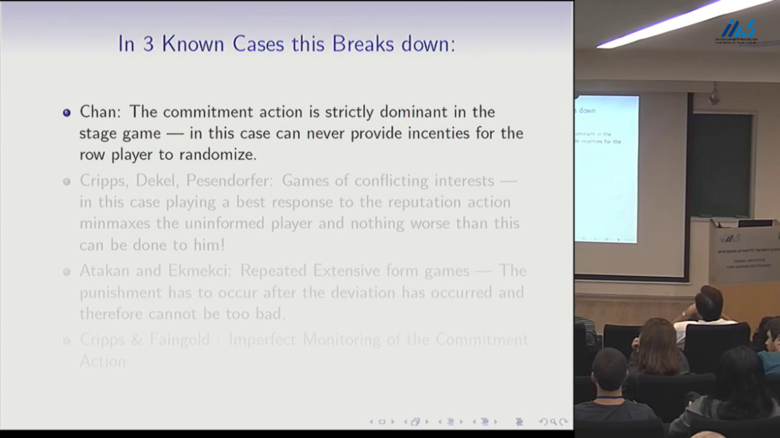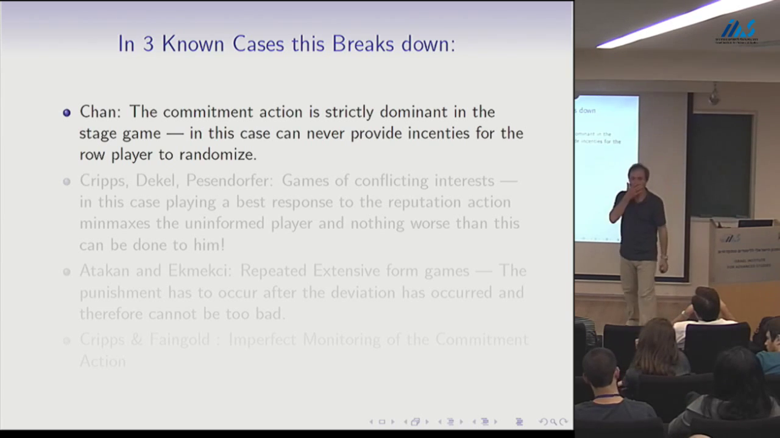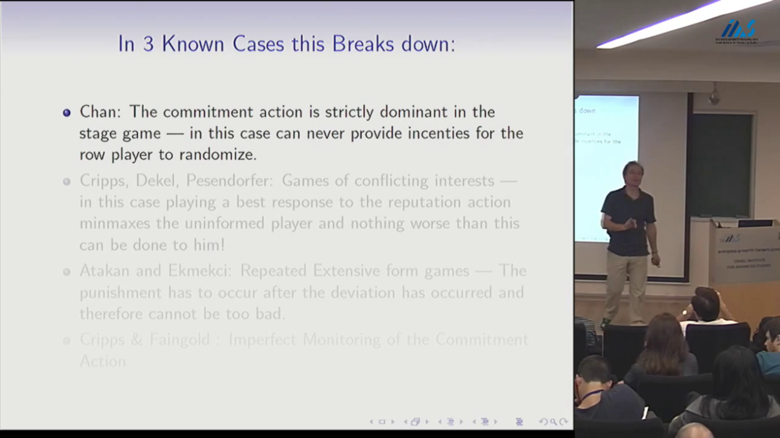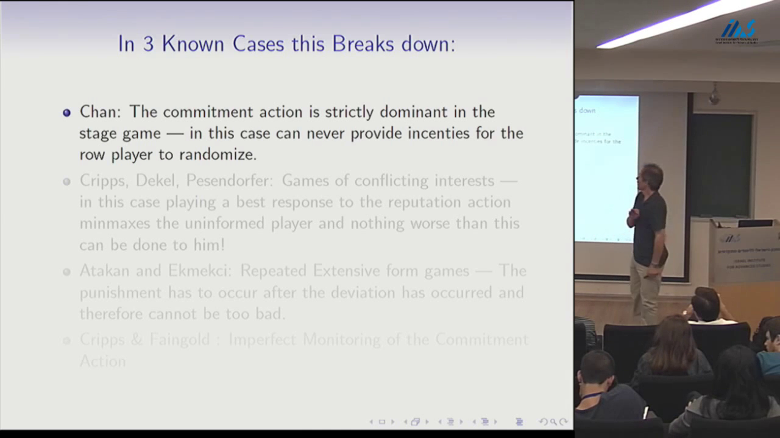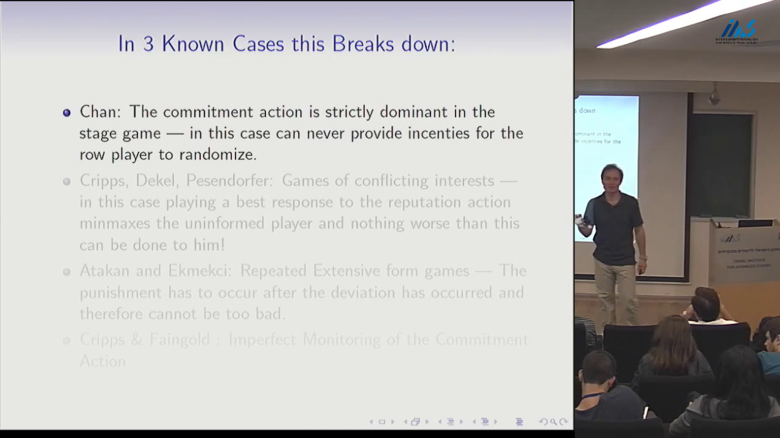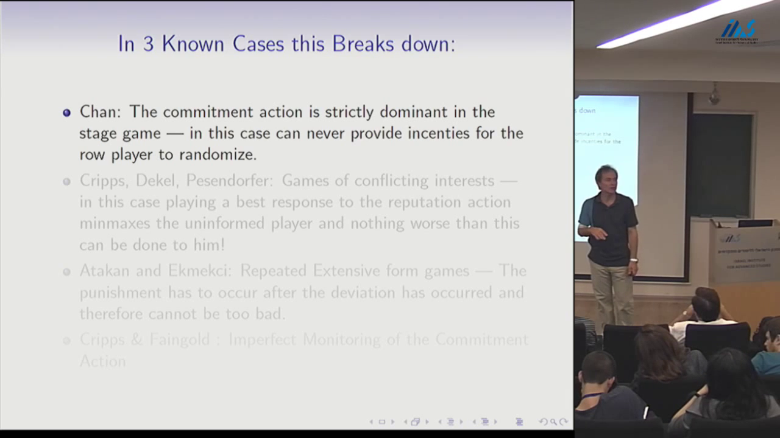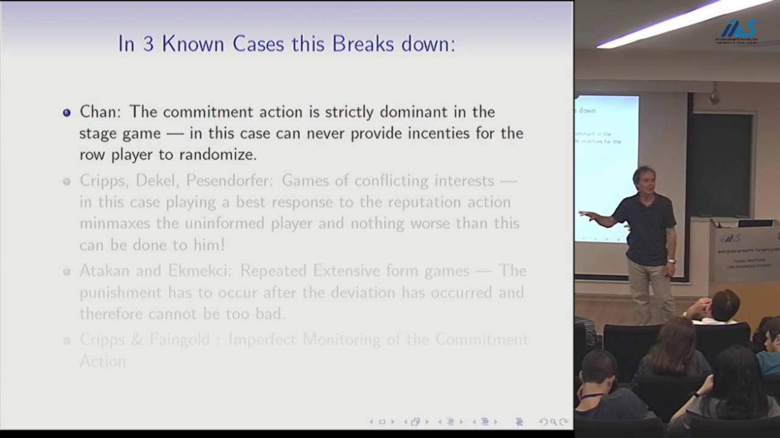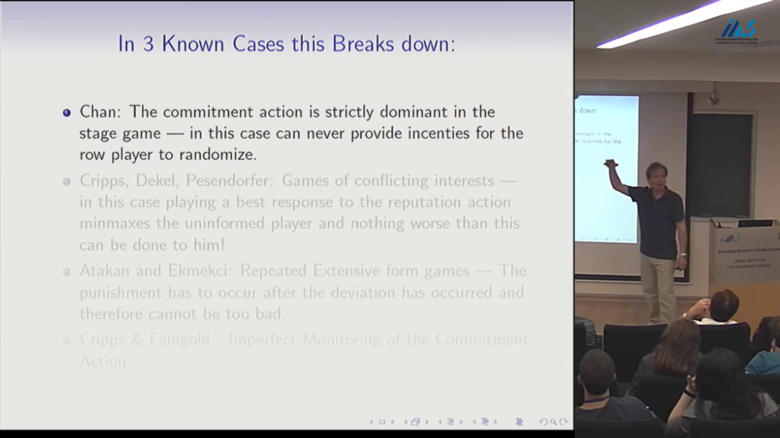So I said, apart from special cases, this holds true. What are the special cases where it doesn't hold true? Well, there's a paper by Jimmy Chan who looked at a world where the commitment action is a strictly dominant action in the repeated game. It's kind of hard to imagine, but I'm sure you can imagine a game where there's a row which strictly dominates every other row. If that was the case and there was a commitment type that played that row, then the argument I just gave you wouldn't apply.